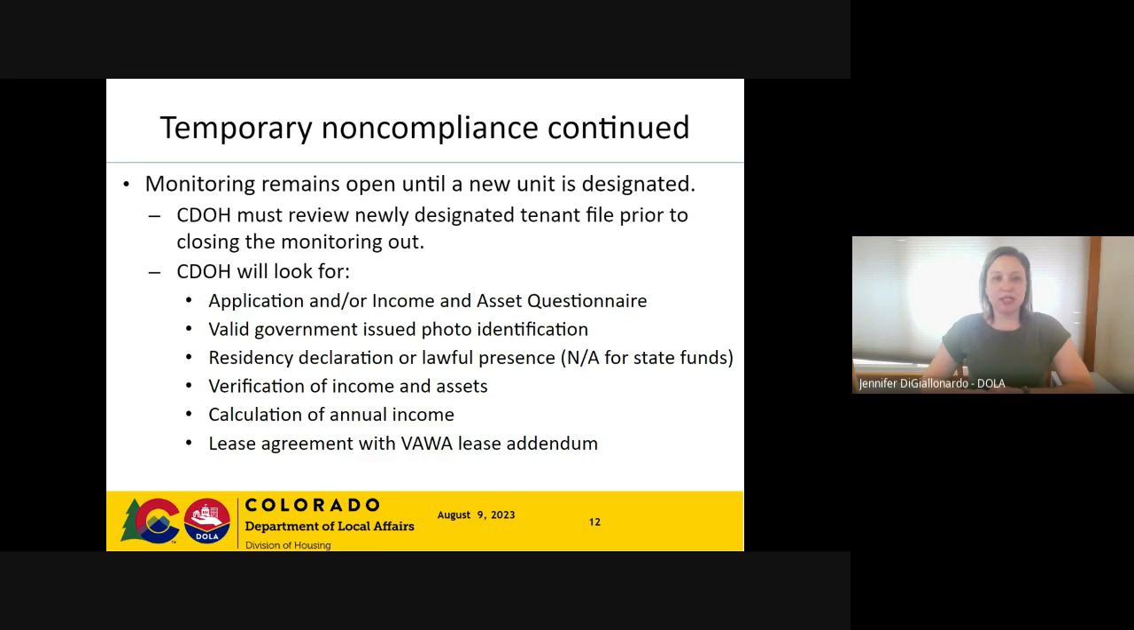We also want to see a lease agreement. Typically, we see a year long. That's what the ideal lease is. Unless mutually agreed upon, it can be a shorter lease. And of course, we want that Violence Against Women Act lease addendum.